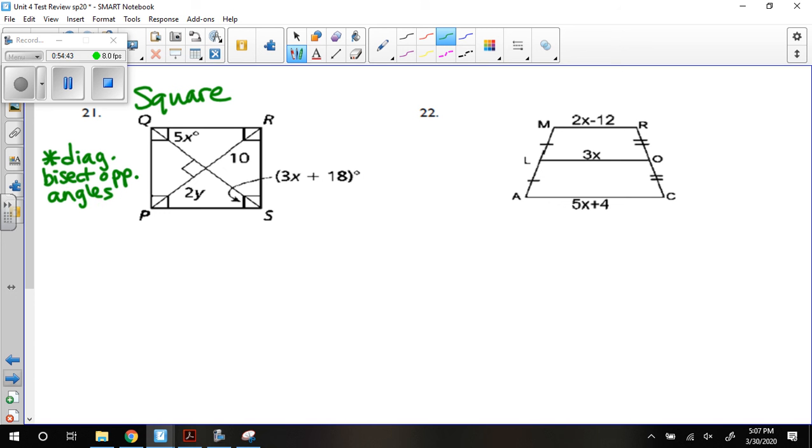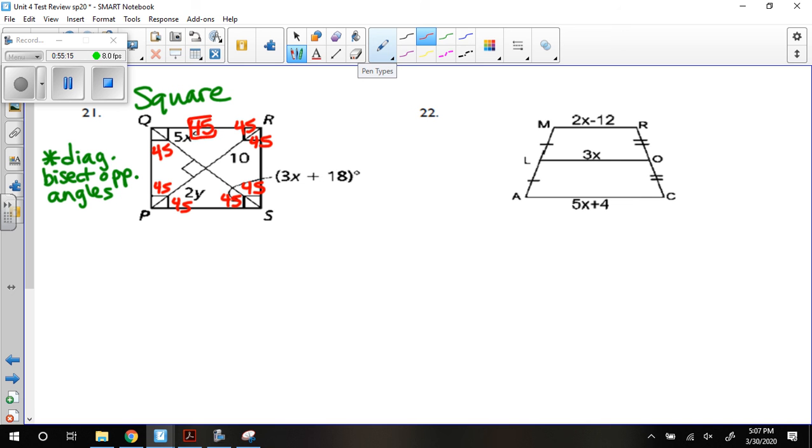So that means that each of these right angles is being cut in half. Okay, so this side is going to equal 45 degrees. This side is 45, this one's 45, and this one's 45. This one's 45 and this one's 45. So I actually already have a couple of the angle measures that I need for after I get my variables.